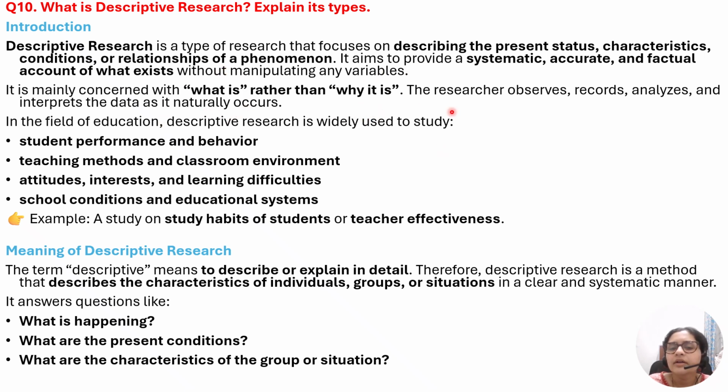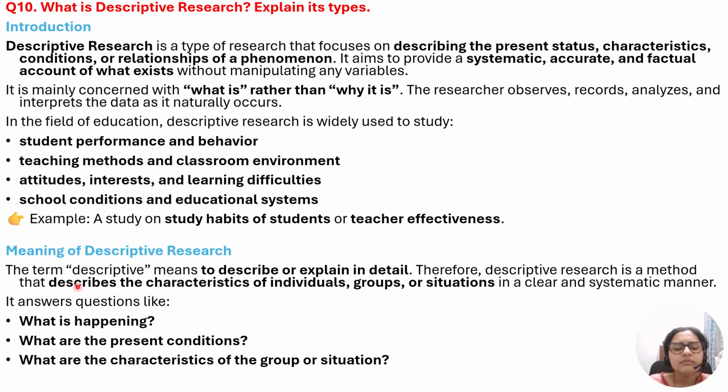The researcher observes, records, analyzes, and interprets the data as it naturally occurs. Descriptive research is widely used to study student performance and behavior, teaching methods and classroom environment, attitude, interest, and learning difficulties, school conditions, and education system. Example: study on study habits of students or teacher effectiveness.